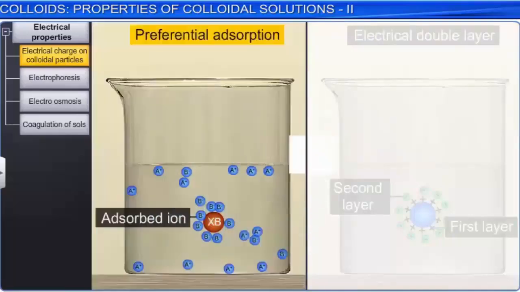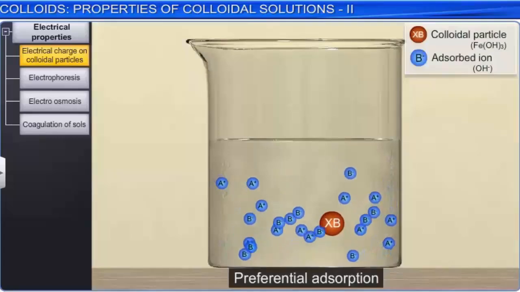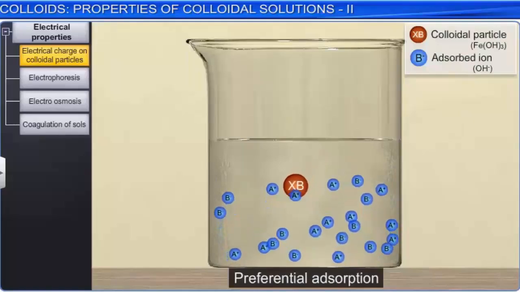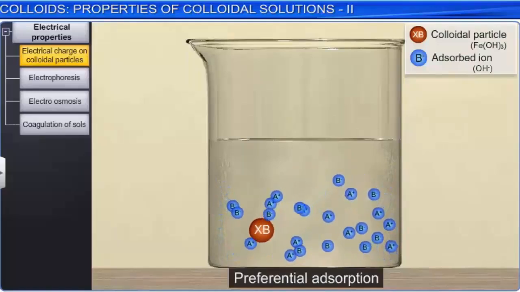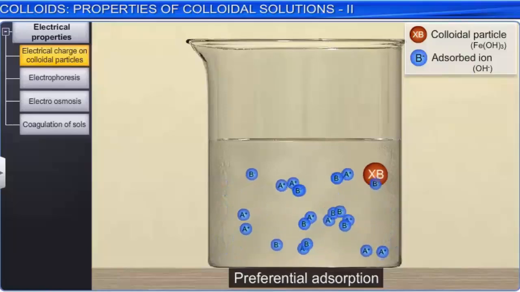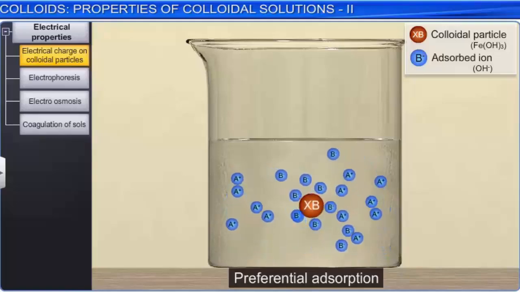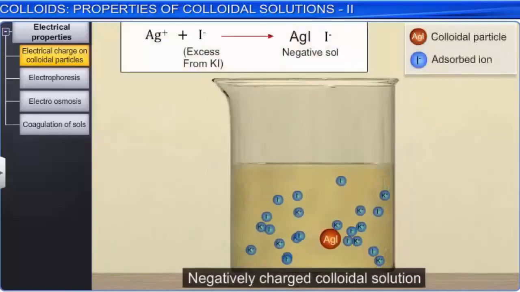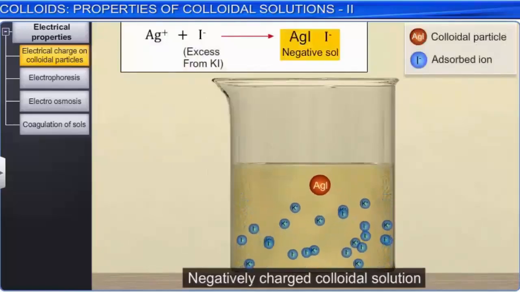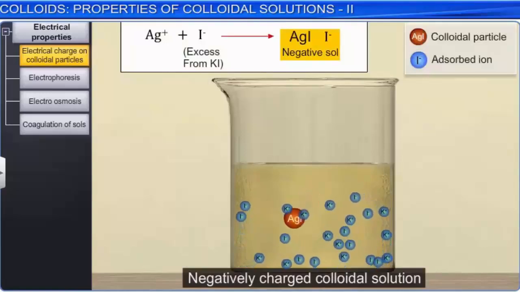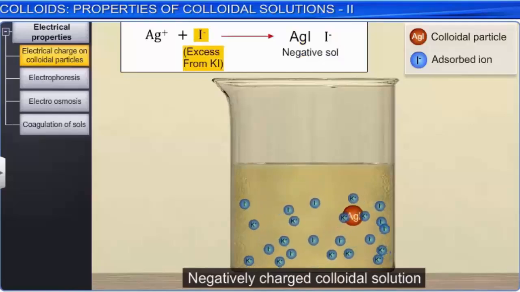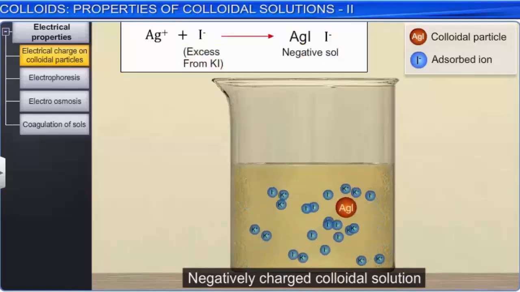Colloidal particles have the tendency to preferentially adsorb a particular type of ion from the solution. An ionic colloid preferentially adsorbs the ion common to the colloidal particles from the solution. For example, silver iodide precipitate adsorbs iodide ions from the dispersion medium if an excess of potassium iodide is used to prepare it. This results in the formation of a negatively charged colloidal solution.